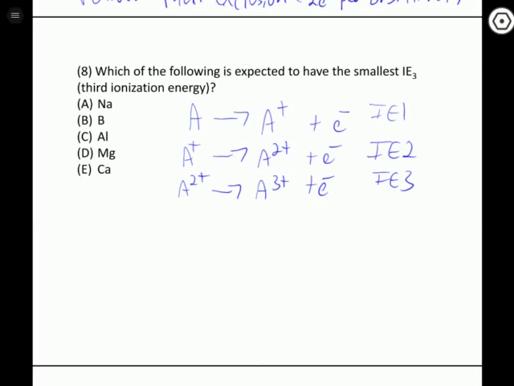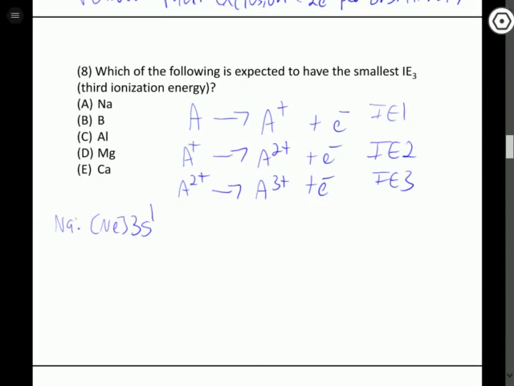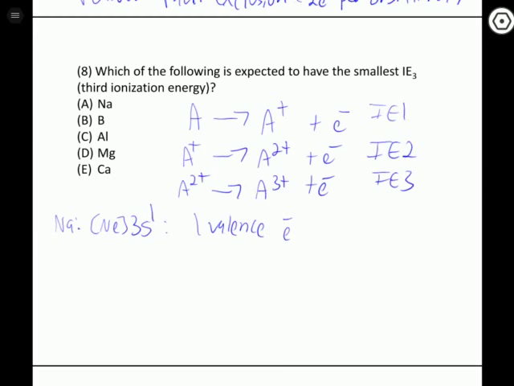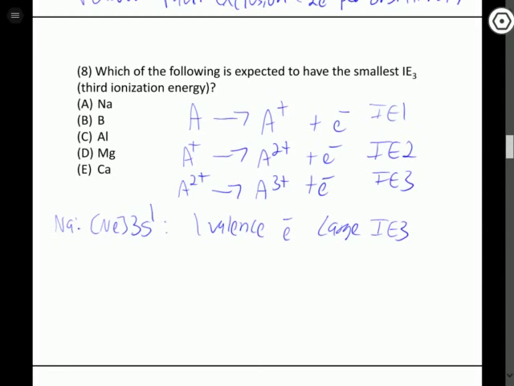All right, so if we look at our choices here, sodium, the configuration is neon 3s1. And so this has one valence electron. It's in the first column of the periodic table, so everything in that column has one valence electron. So if it only has one valence electron, the third ionization energy, i.e. IE3, refers to removing a core electron. So it's going to have a very large third ionization energy. Okay, we can't directly use the periodic trend to predict third ionization energy because it partly depends on how many valence electrons we have and whether we've already removed those or not.